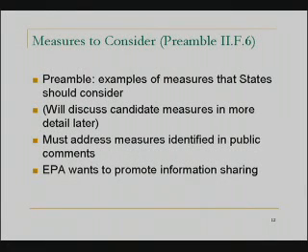Preamble Section 2F6 contains examples of candidate control measures that states should be considering in developing their PM 2.5 SIPs. I'll talk about these candidate control measures in much more detail in a later presentation. States are required to address any measures that are identified in public comments. EPA sees an important role for itself to promote information sharing, that is, to provide websites that indicate the types of measures that states are considering so that others will be aware of those measures.